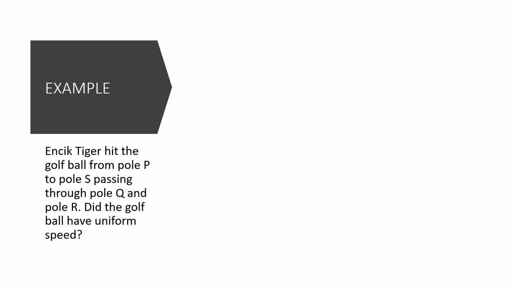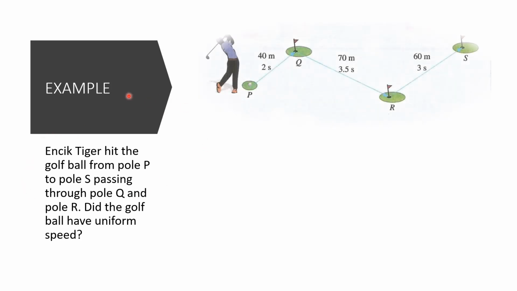Okay, let's look at an example. Encik Tiger hit the golf ball from pole P to pole S, passing through pole Q and pole R. Did the golf ball have uniform speed? If you look at the diagram, there are checkpoints from P to Q, Q to R, and R to S. To find whether the ball has uniform speed, kita akan tengok. We will calculate the speed for every checkpoint.